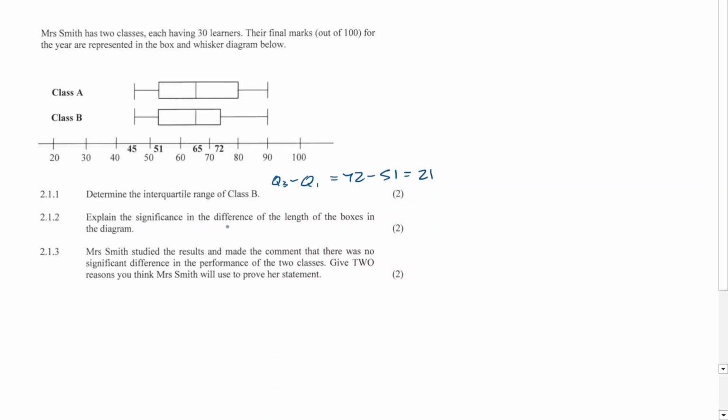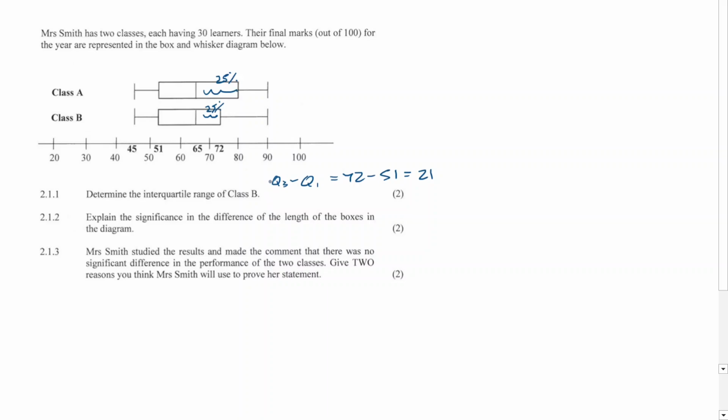Explain the significance in the difference of length of the boxes in the diagram. So the only difference in length are these two. And so what you could say is something like this. The boxes contain the same number of data points. So these both represent 25% of the data. So the same number of students' marks are within there. But class A is longer than class B.